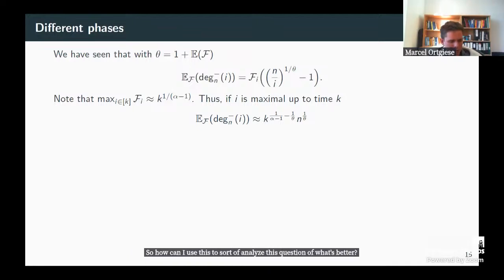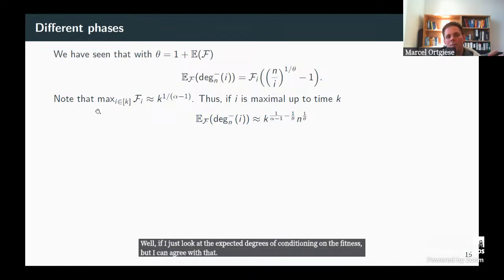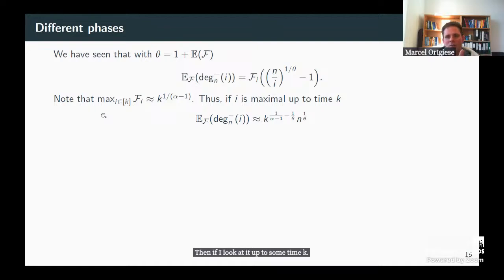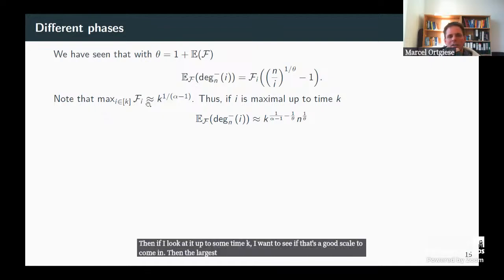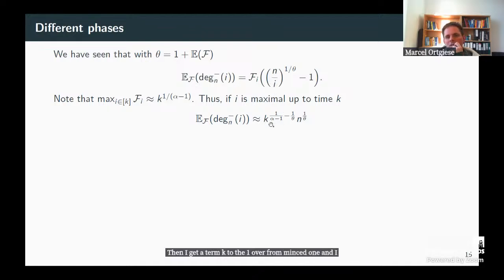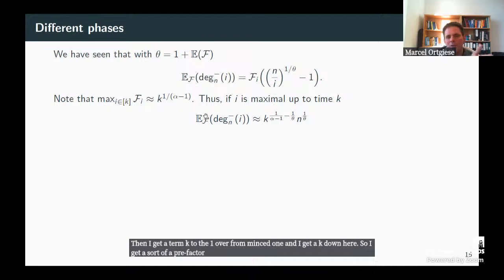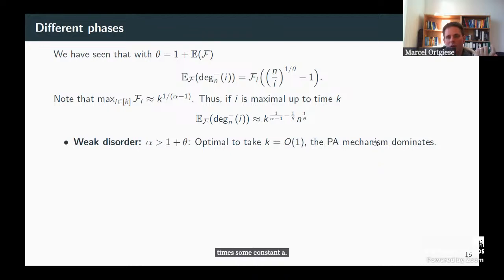So how can I use this to analyze the question of what's better? Is it better to come in early or late? If I look at the expected degree conditioning on the fitness, up to some time k, then the largest fitness I see grows like k to the 1 over alpha minus 1. If I replace the fitness by that, I get k to the 1 over alpha minus 1, and I get a k down here. So I get a prefactor that depends on when I come in, k to the 1 over alpha minus 1 minus 1 over theta, times some constant. To optimize, it depends on whether 1 over alpha minus 1 is bigger than 1 over theta or not. That tells me how to choose the optimal k.